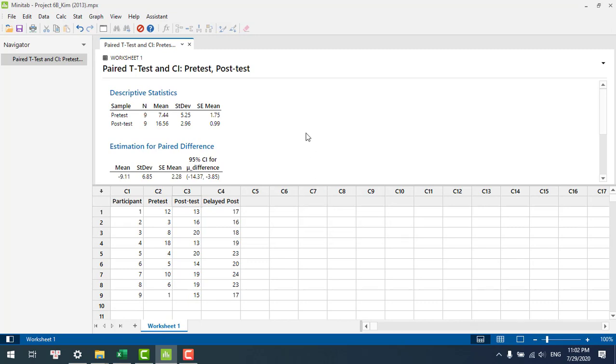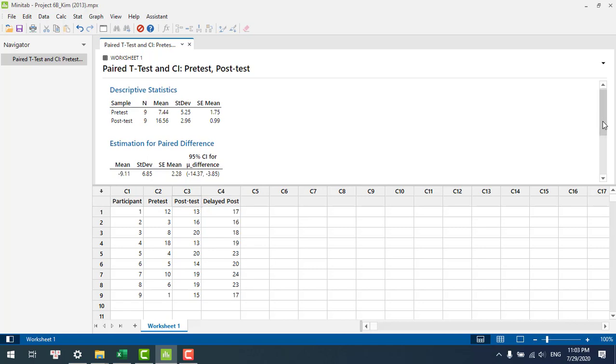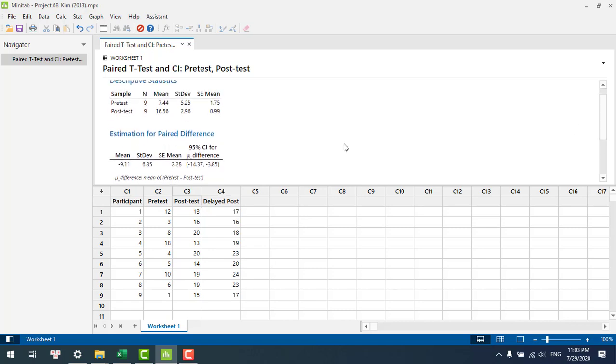And as we can see here, we get the little chart with the descriptive statistics comparing 7 and 16, where the mean for the pre-test was 7 points, the other one was 16 points. We can see that there is actually a big difference between the two. Then we can see here the estimation for the paired difference. So the difference between these two is minus 9.11. So you can see that if you add 9.11 to 7.44, you will get 16.56. So this is the 9.11 that you get here, with a standard deviation of 6.85.